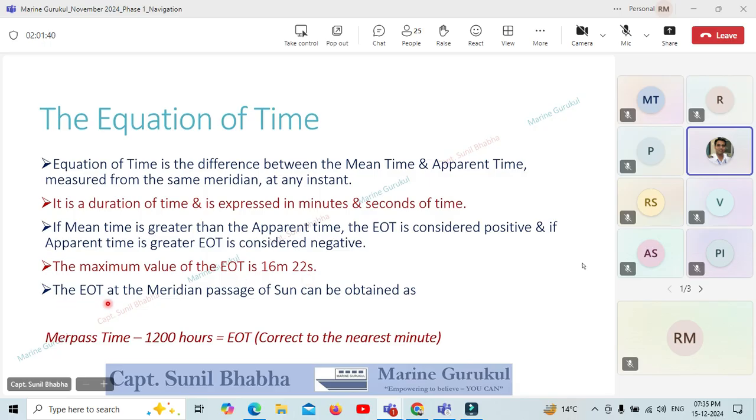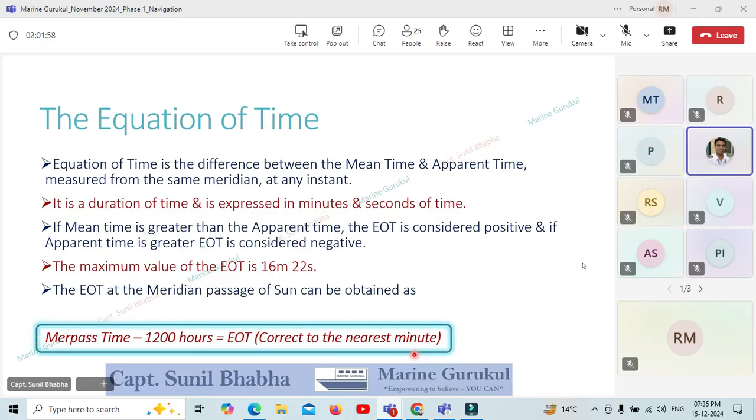The equation of time at the meridian passage time of the sun can be easily obtained as whatever is the meridian passage time minus 1200 hours gives you the equation of time correct to the nearest minute. So you can use this simple formula to get the value of equation of time from the almanac for any particular day at the time of meridian passage.